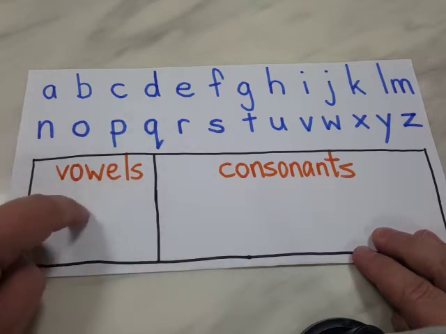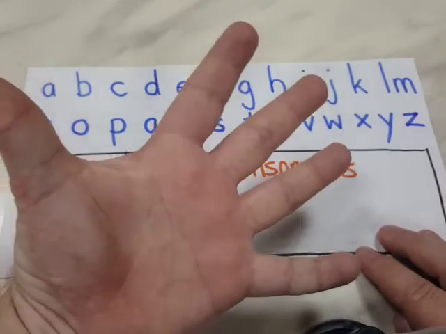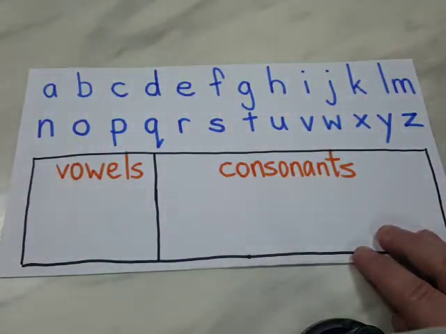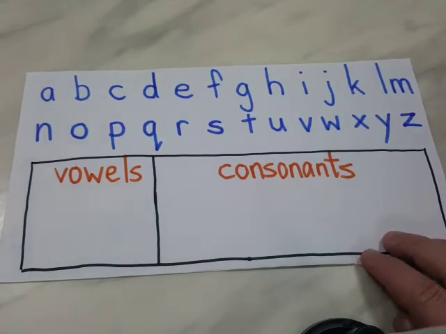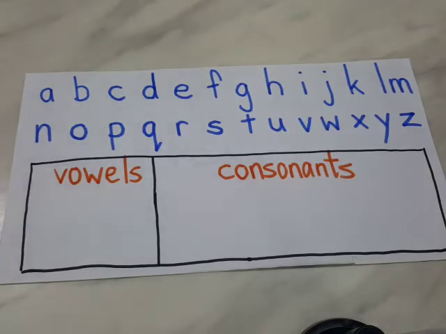Over here, we have the vowels. Over here, we have the consonants. There are 5 vowels. Do you know the 5 vowels? No? Okay. I will use my red marker to show you the vowels.